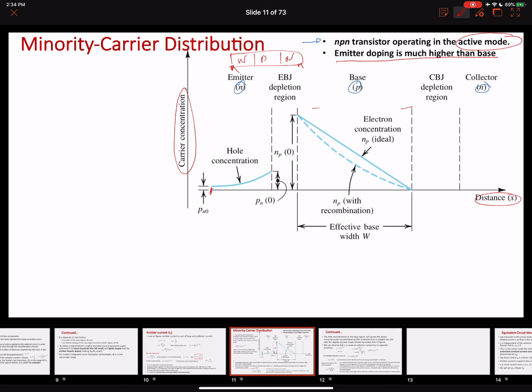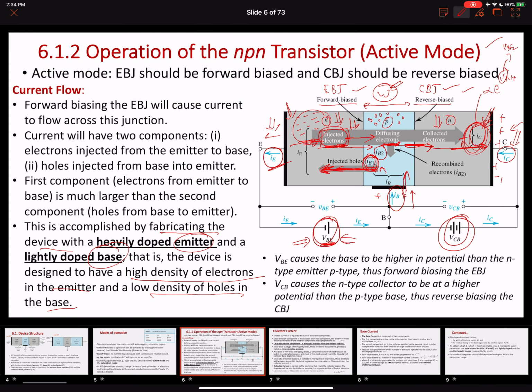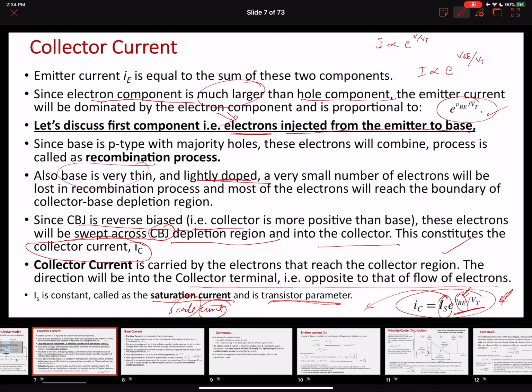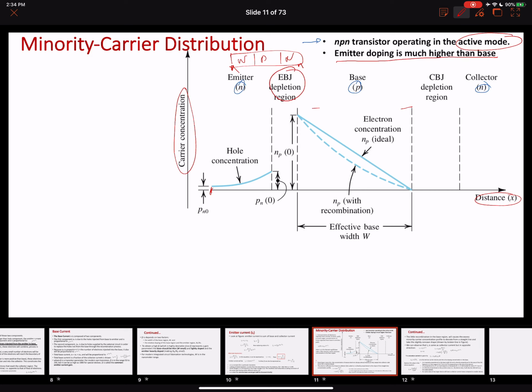So when we forward bias the emitter to base junction, this region shows the depletion region. For an NPN transistor, when we forward bias the emitter to base junction, a very high number of electrons will be injected from emitter to the base region, and then we are going to have holes that will be injected from the base to the emitter region.